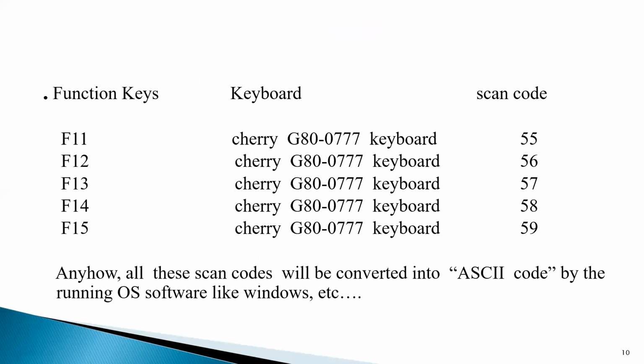And take another keyboard, the Cherry G80-0777 computer keyboard. Take the same function keys F11 to F15. The scan codes are different. See, if you press F11, the scan code sent to the computer will be 55. And if you press the function key F15, the scan code sent to the computer will be 59. So the scan codes are different for different keyboards. Anyhow, all these scan codes will be converted into ASCII code by the operating system like Windows, Unix, Linux, etc.